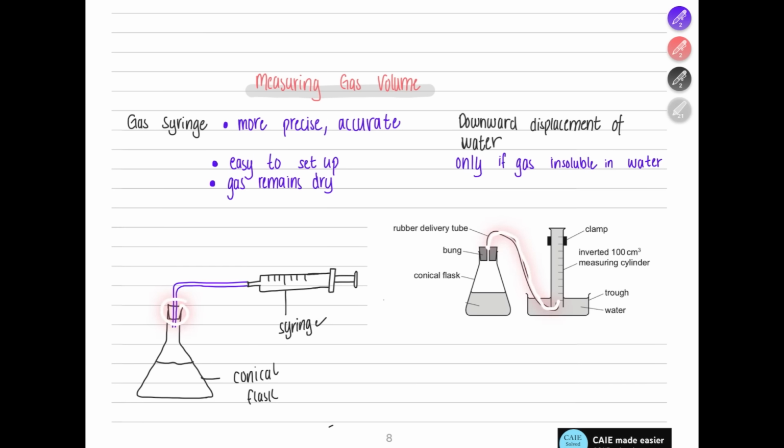This delivery tube is inside this cylinder, an inverted measuring cylinder. As a reaction occurs, this gas is allowed to go there. Gas collects here, and this water goes up. So this is called displacement of water. But the thing is, this can only work if the gas is insoluble in water. If the gas is soluble in water, it's going to dissolve and you'll not be able to have a reading.